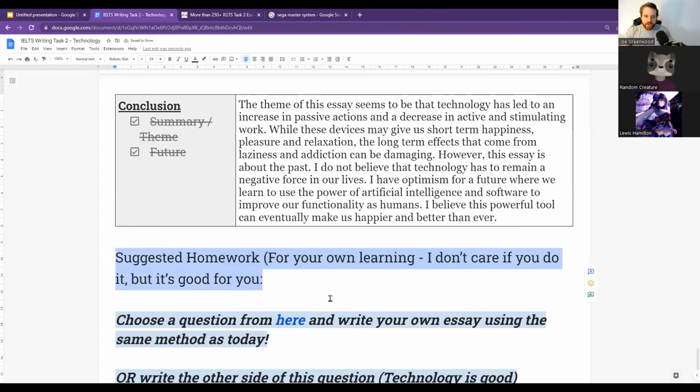I'm going to do that. Oh, Lewis Hamilton says he's going to do it.